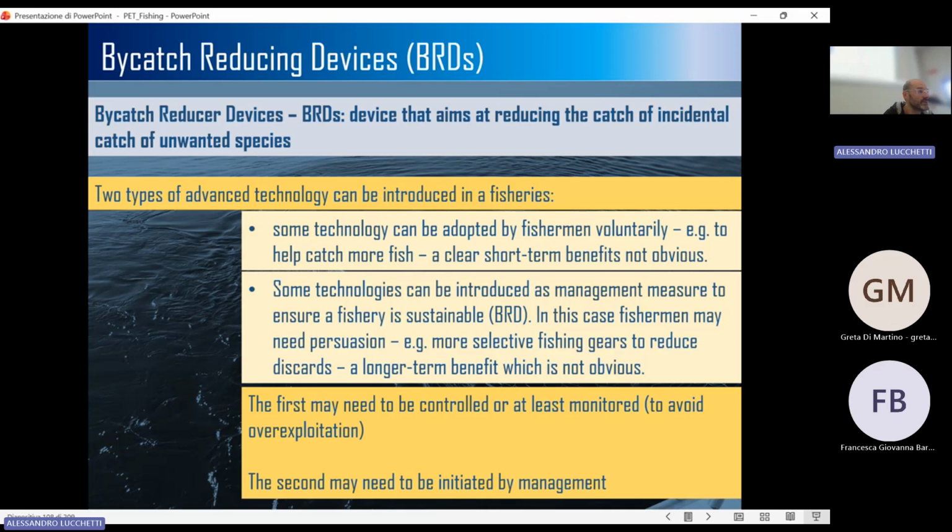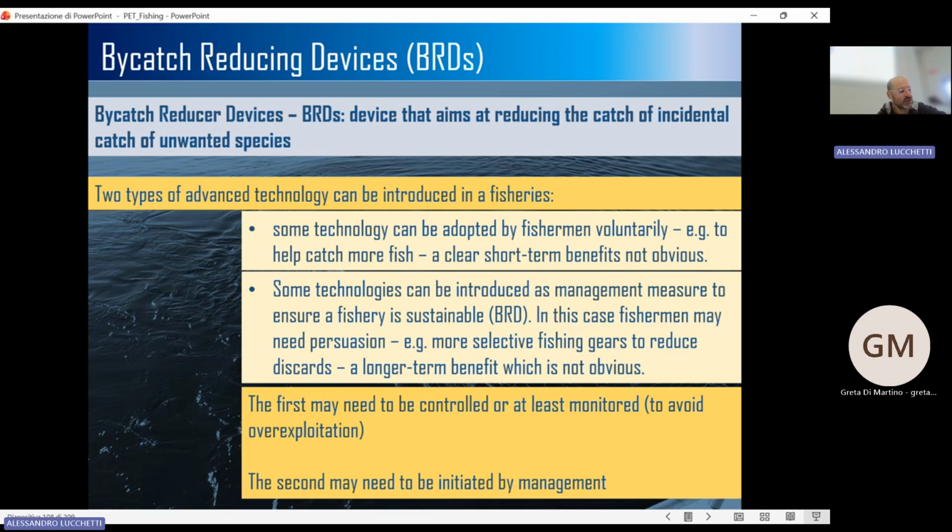as mandatory measures. For instance, consider bottom trawling. I will show you later. In bottom trawling, in some countries of Africa, they are targeting shrimps. And if they want to export this shrimp to the United States, this bottom trawl must be equipped with sorting grids to avoid the catch of turtles. This is mandatory. Otherwise, you cannot export your product to the United States.